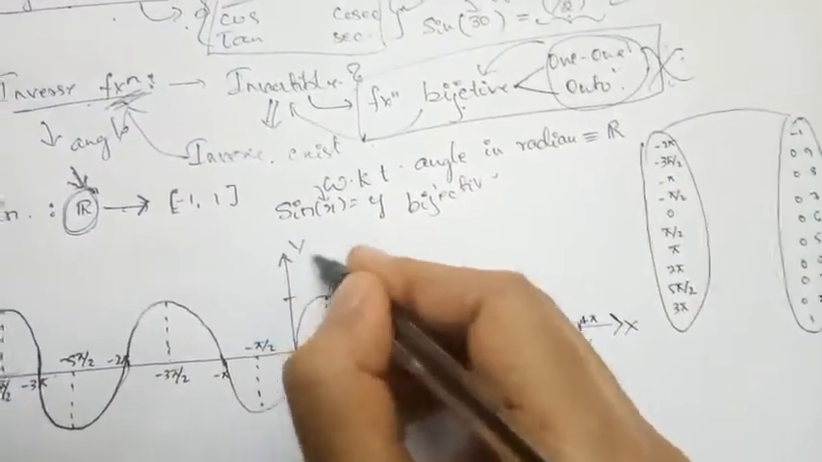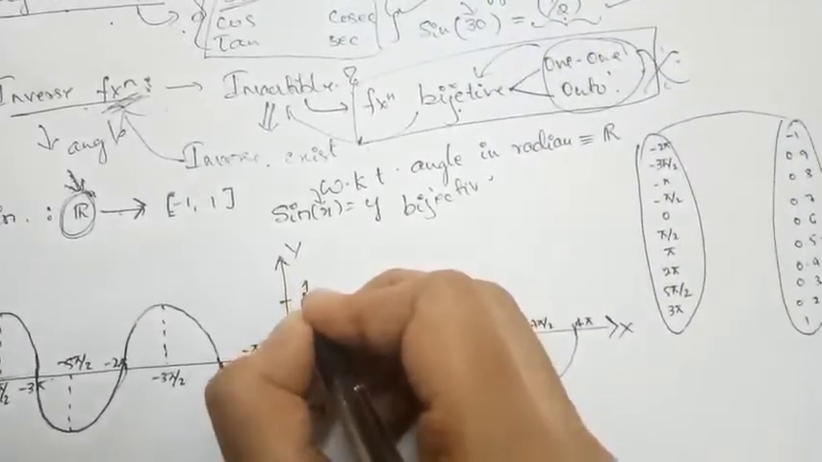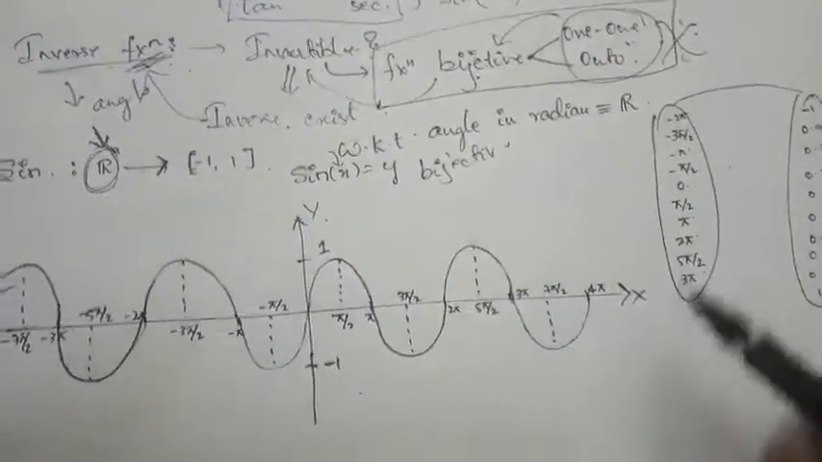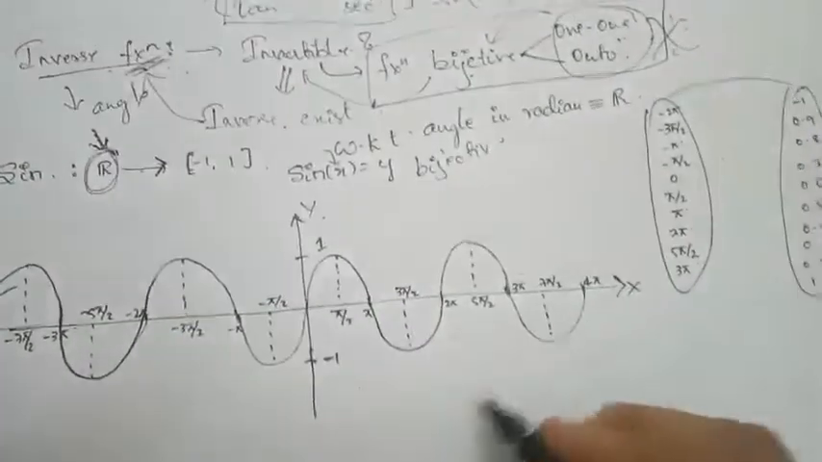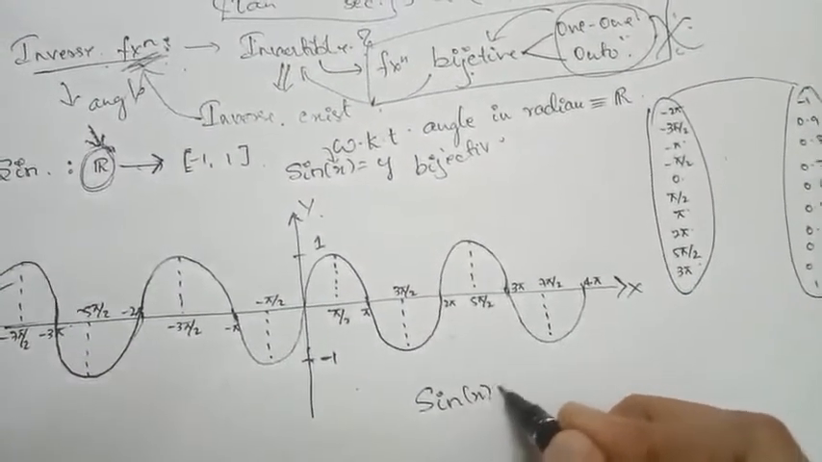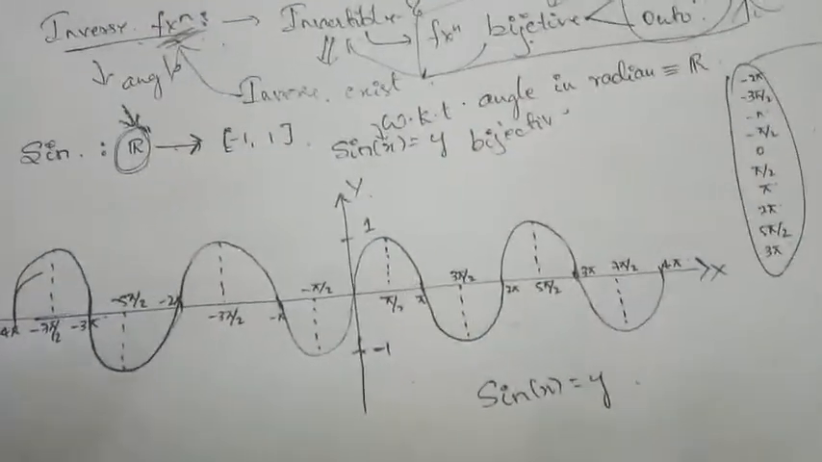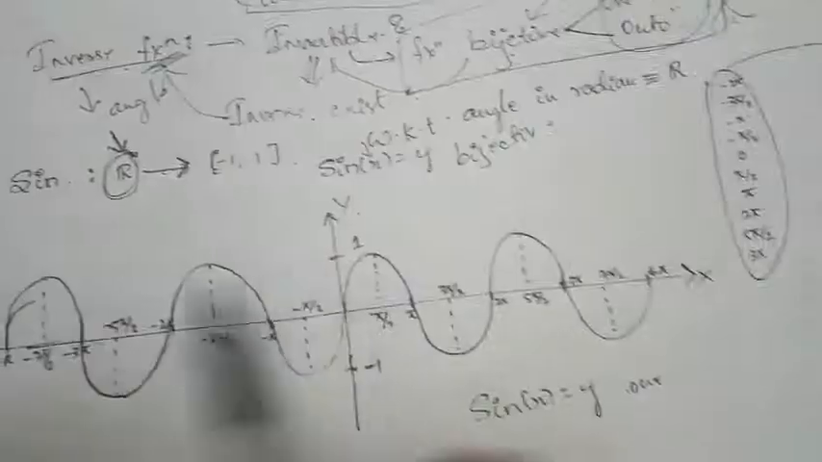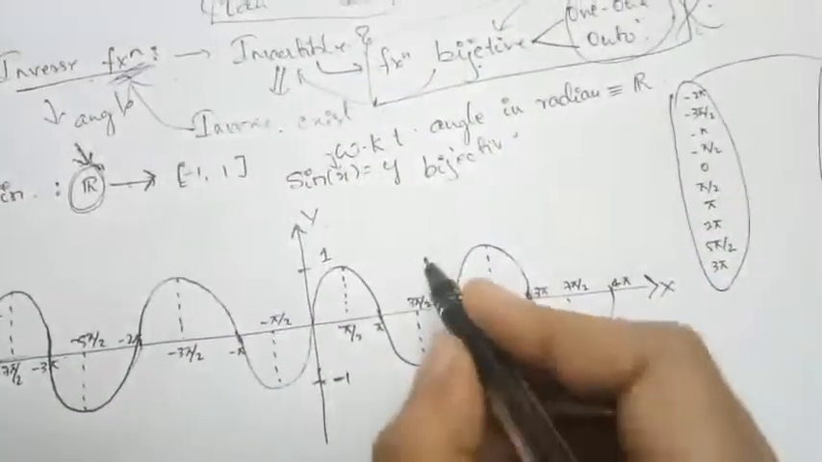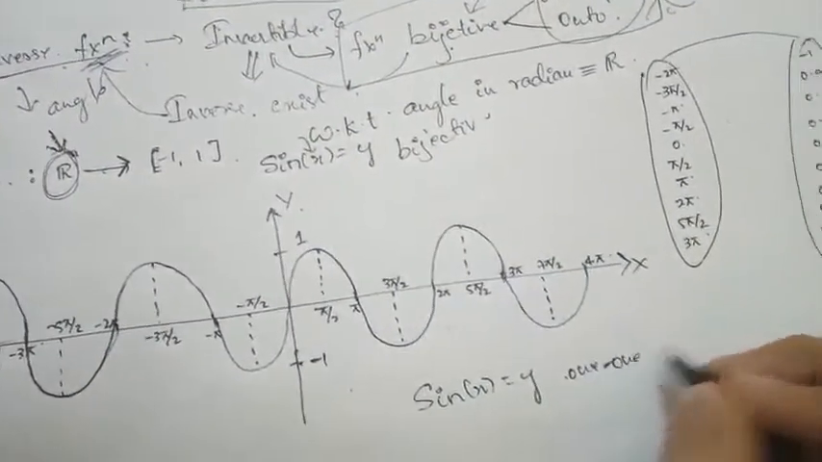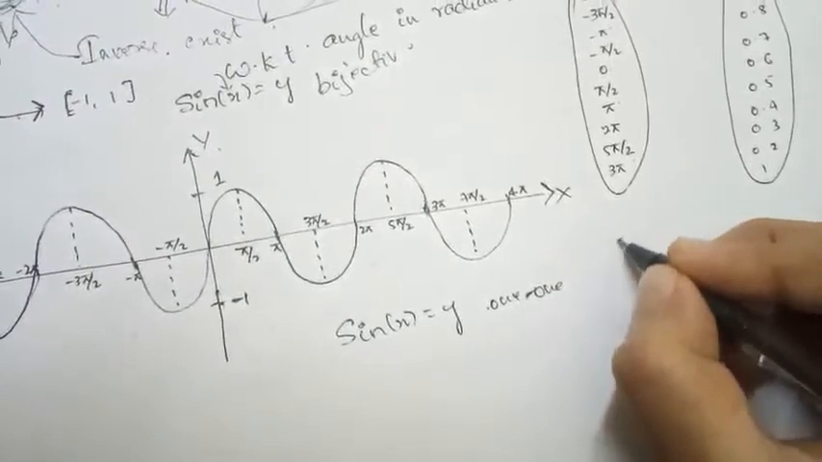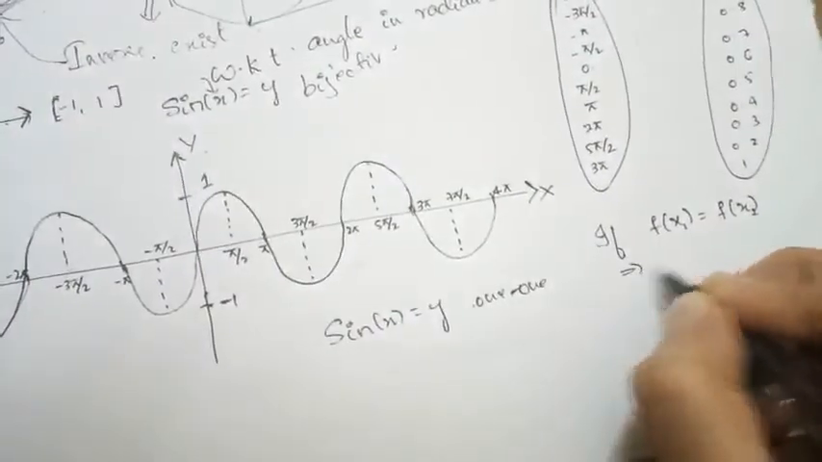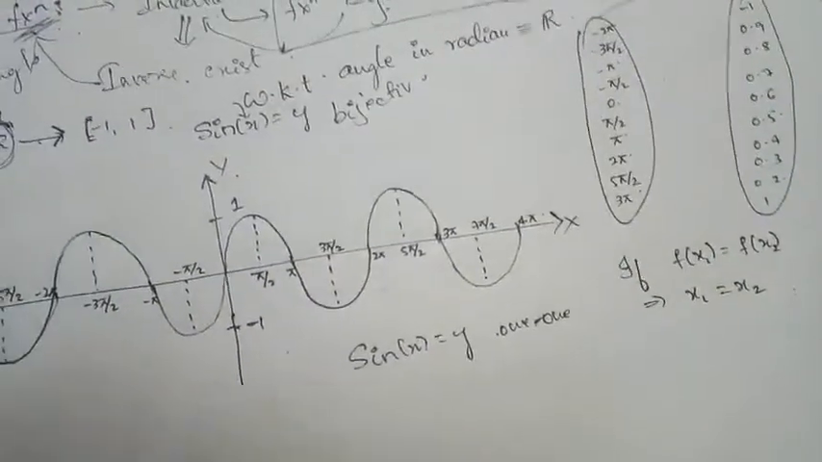So I'll explain the bijectivity of a function in both of these terms. This is the graph of the sine function, that is sin x is equal to y. Now let us first look at the one-one condition. So what is the basic condition for a one-one function? If f of x1 is equal to f of x2, this implies x1 is equal to x2.